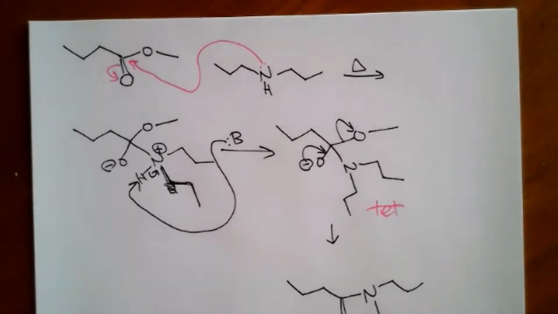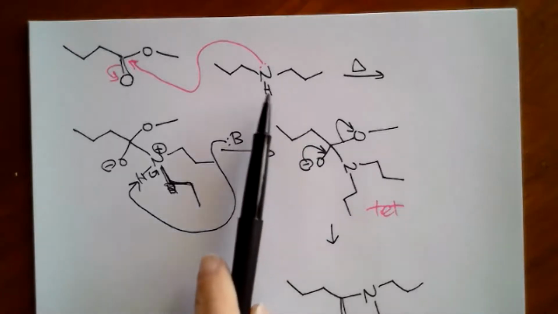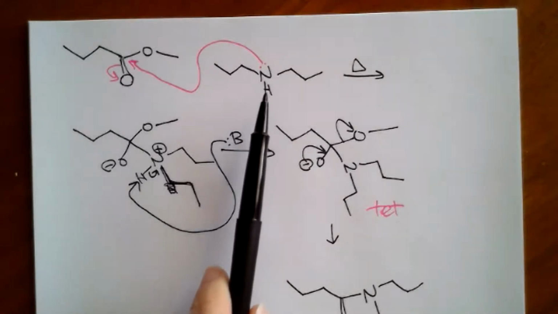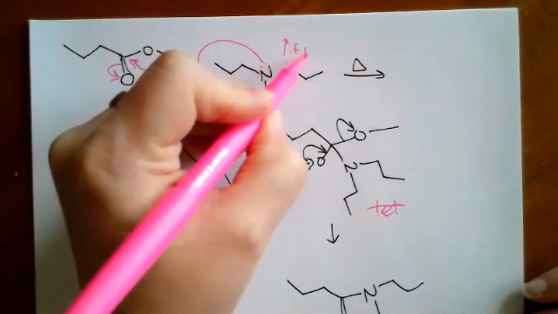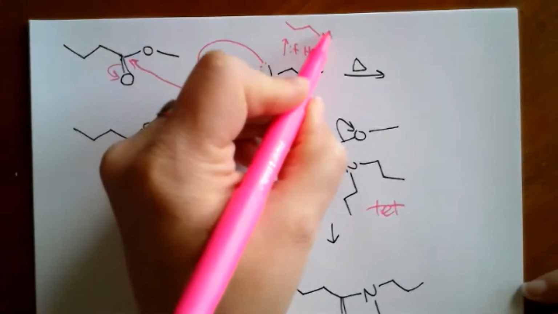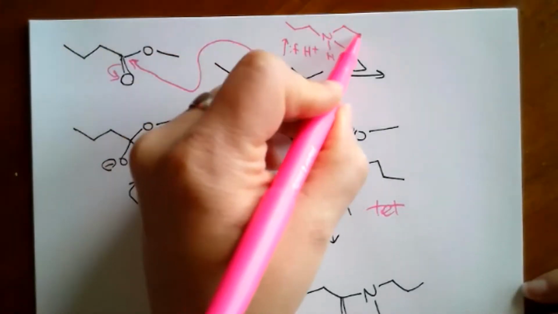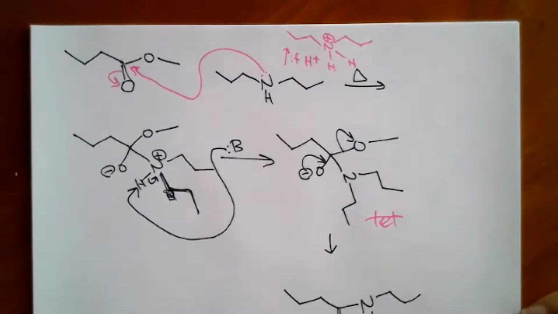Things of note: this mechanism cannot be acid catalyzed. Why not? Because amines are bases, and if you add an acid catalyst to this mixture, you're going to destroy your nucleophile. If you added acid, you would get this guy with 2 H's and a plus charge. When you take his lone pair away, he cannot be a nucleophile anymore. So this mechanism, turning an ester into an amide, cannot be acid catalyzed.